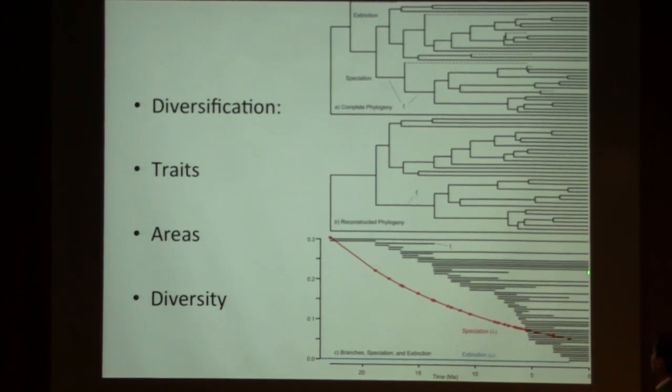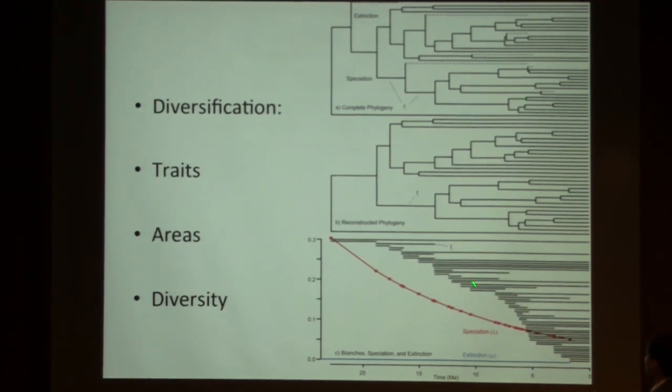Maybe these long branches are larger body sizes and these shorter branches are smaller body sizes. And so maybe smaller body sizes diversify faster. Maybe they're areas. Maybe these long, low speciation branches are temperate animals, and the short ones are tropical.